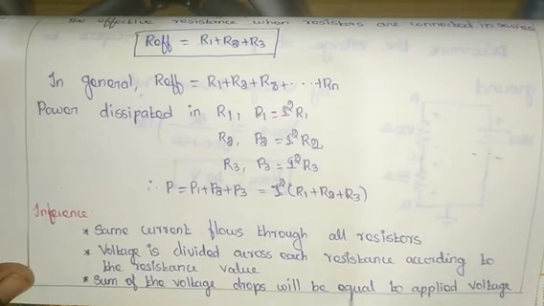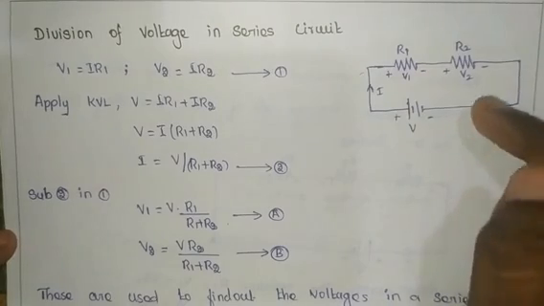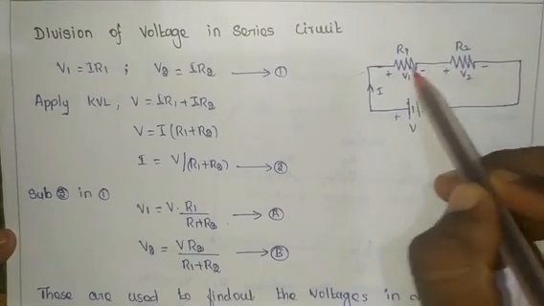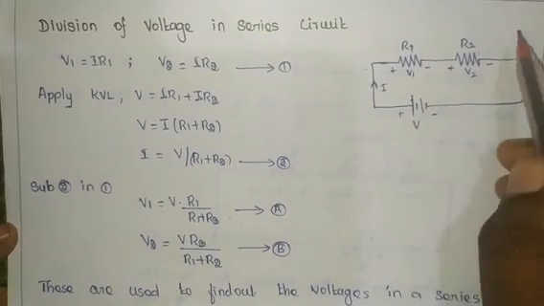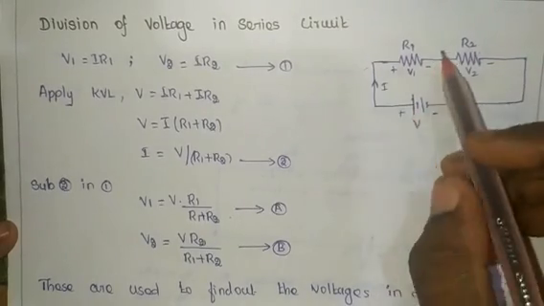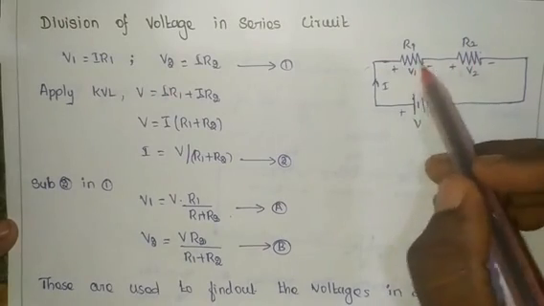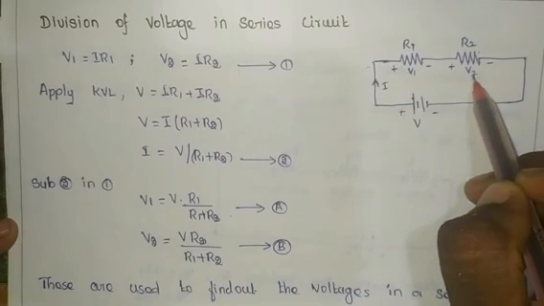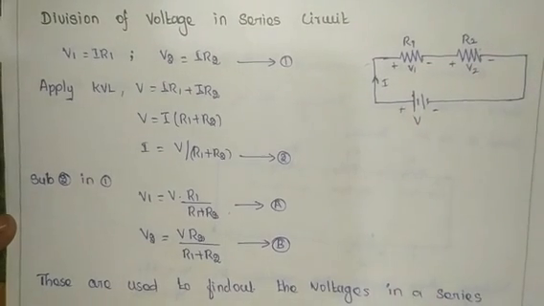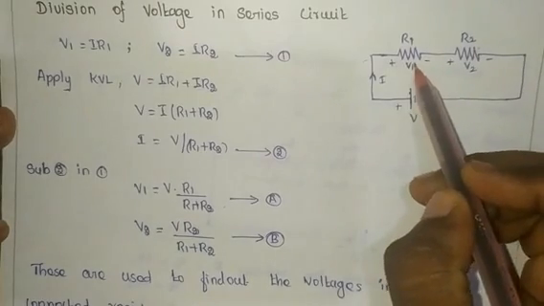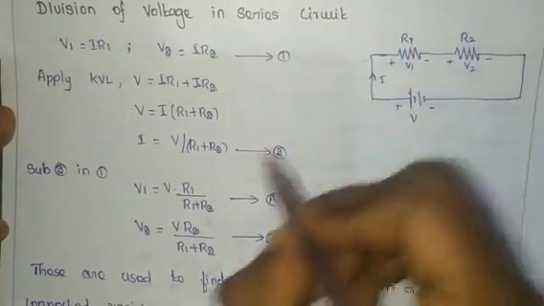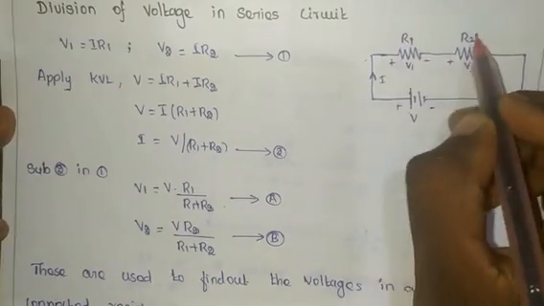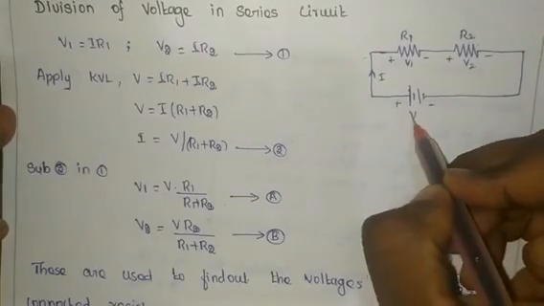The sum of the voltage drops will be equal to the applied voltage. So this is a voltage divider network because these 2 resistors are connected in series. In series-connected resistors, voltage is divided. A total voltage V is applied here, and that voltage is divided among the resistors as V1 and V2. So by the voltage division rule, V1, the voltage across the resistor R1, is equal to the same resistor R1 divided by the total resistance R1 plus R2, into the total voltage applied.